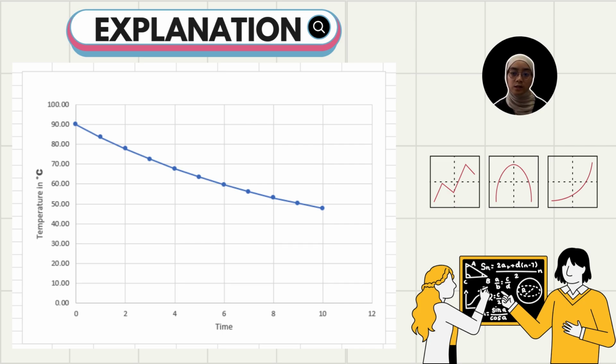The curve reflects the exponential cooling behavior predicted by Newton's law of cooling, where the rate of temperature decrease slows as the coffee approaches the ambient temperature. This visual representation confirms the calculated values and effectively demonstrates how the coffee cools over time.